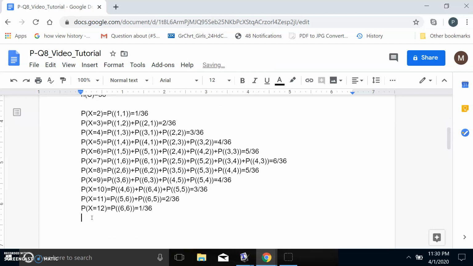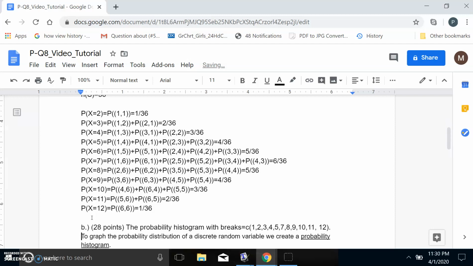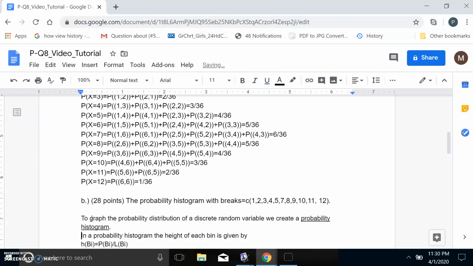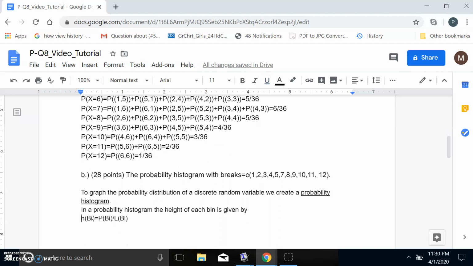So let's look at part B. Part B right here says find a probability histogram with breaks at those numbers. So to graph a probability distribution, we find the height by taking the probability. It's right here. Height is the probability divided by the length of the bin. So we're going to have to create a table for this.